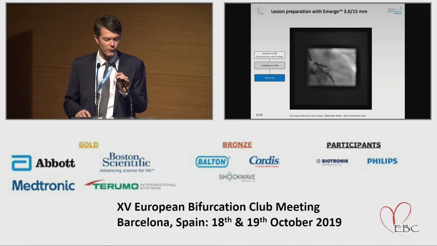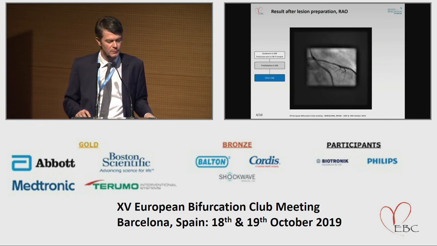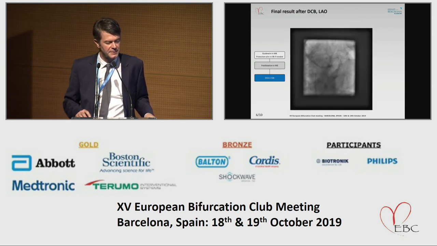It's a 3.0/15. And this is the result after lesion preparation. This is not a DES-like result, but it's an acceptable result for lesion preparation. And I treated this with a DCB, 3.0/20. And this is the final result in the lateral view. You might agree it's not an optimal result. It's a residual lesion of maybe 30 or 40%.